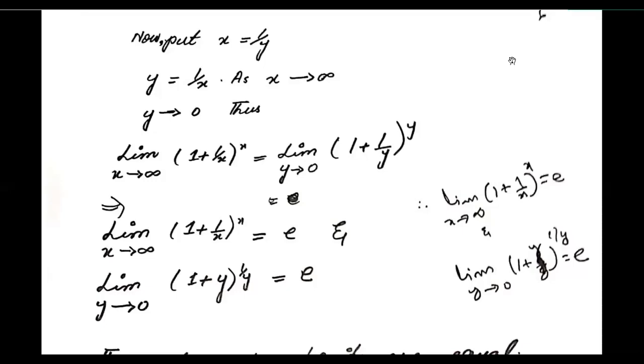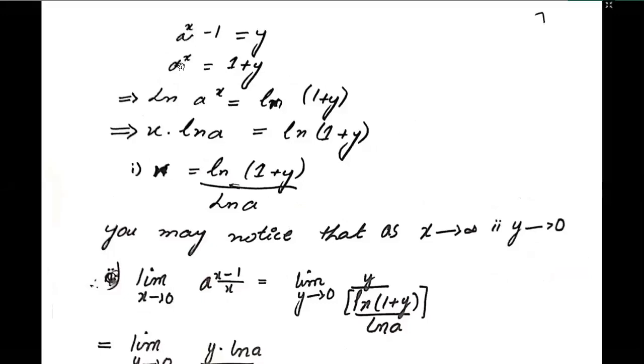Okay. Now here put x equal to y. Now in the last problem, a^x minus 1, suppose a^x minus 1 equal to y, then a^x equal to 1 plus y. Taking ln on both sides, and you know that in logarithm if a power x is multiplied, x comes in front of ln a, then x equal to ln(1 plus y) over ln a.